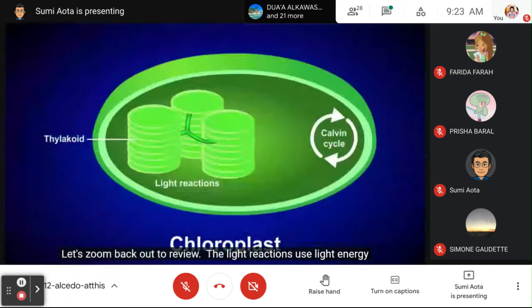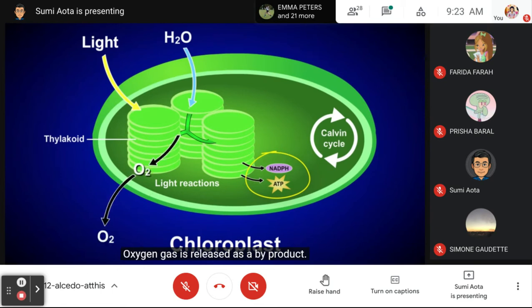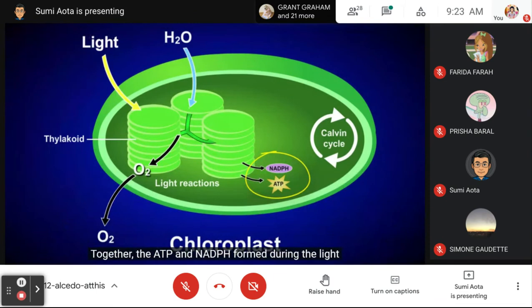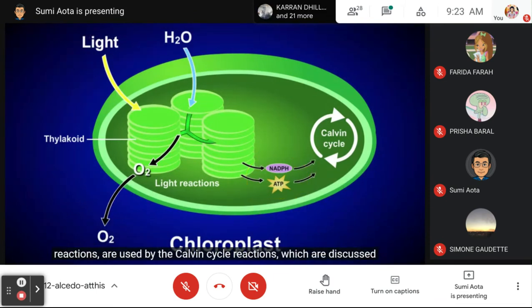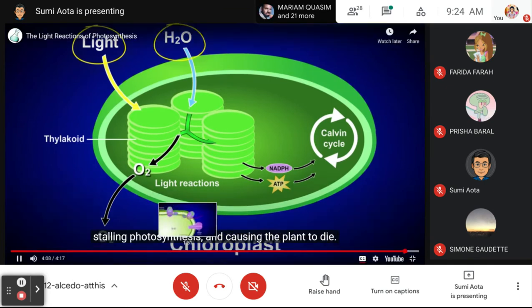Let's zoom back out to review. The light reactions use light energy and water to produce ATP and NADPH. Oxygen gas is released as a byproduct. Together, the ATP and NADPH formed during the light reactions are used by the Calvin cycle reactions, which are discussed more in depth in a separate tutorial. The important thing to remember from this tutorial is that plants need both light and water to survive. Without these ingredients, the light reactions would shut down, stalling photosynthesis and causing the plant to die.